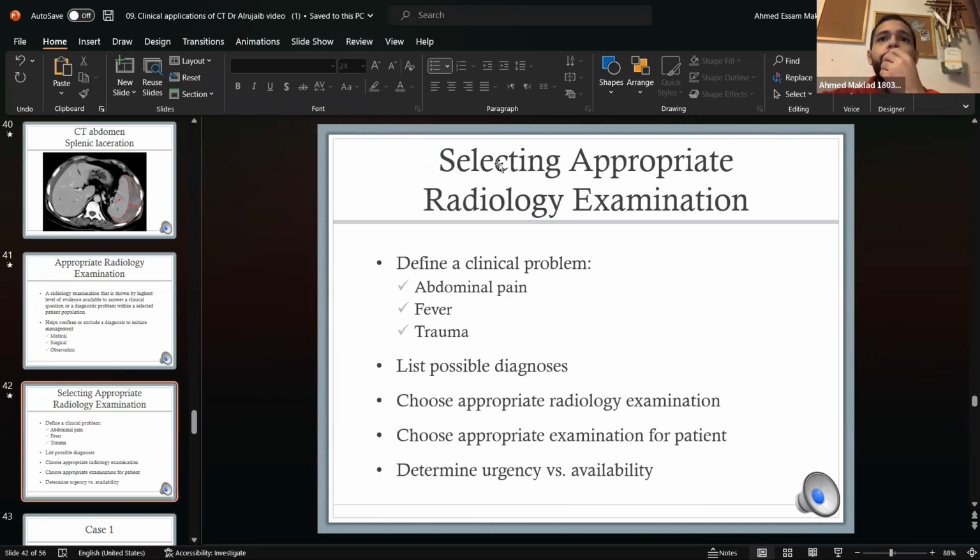But yeah, okay, selecting appropriate. So define a clinical problem. Okay, so you need to know what the patient has. What is the patient complaining of, or what's abnormal in this patient, right? And then form a list of differential diagnoses, right? And then choose the appropriate modality for this patient.